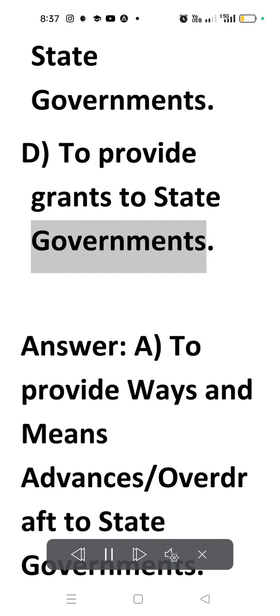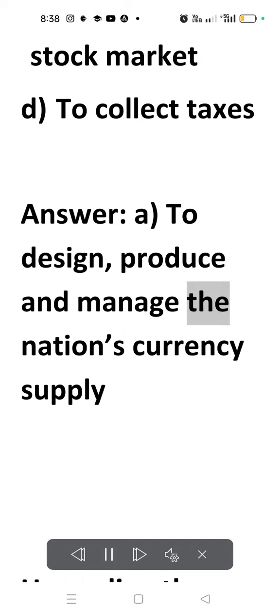What is the responsibility of the Reserve Bank of India, RBI? A. To design, produce and manage the nation's currency supply. B. To promote economic growth. C. To regulate the stock market. D. To collect taxes. Answer: A. To design, produce and manage the nation's currency supply.